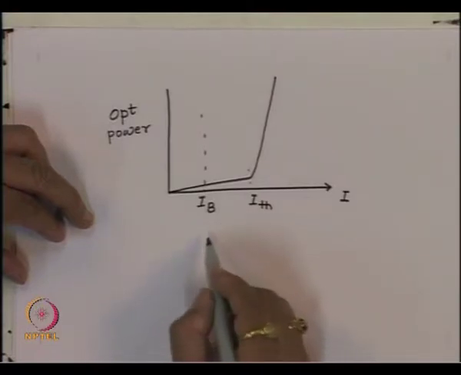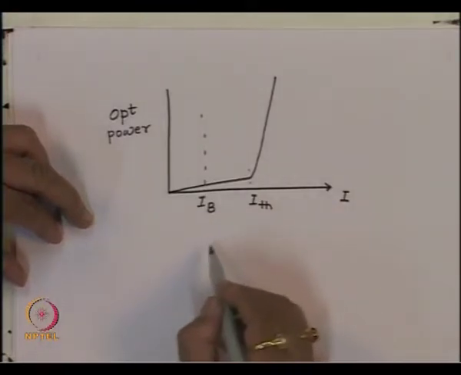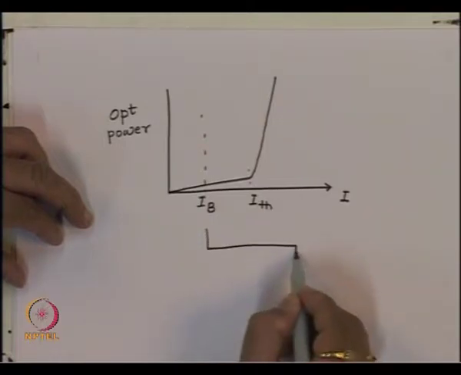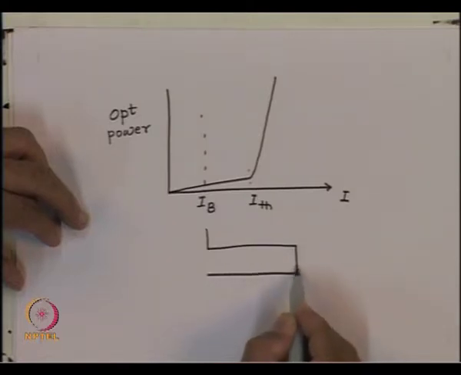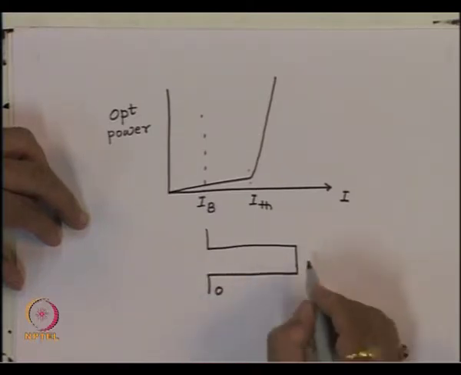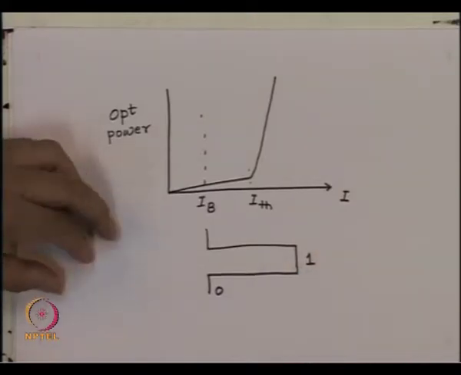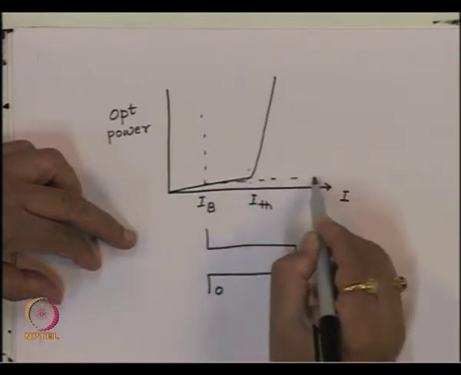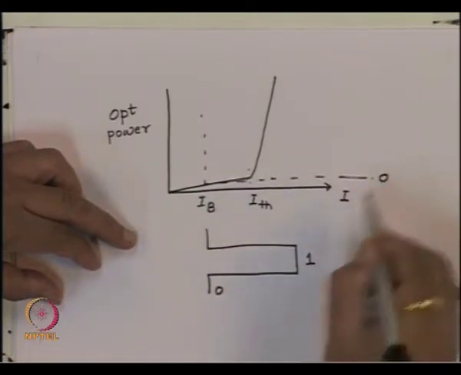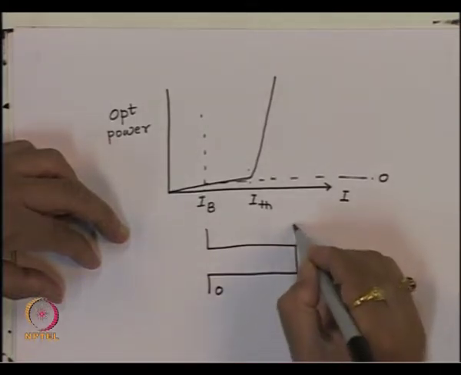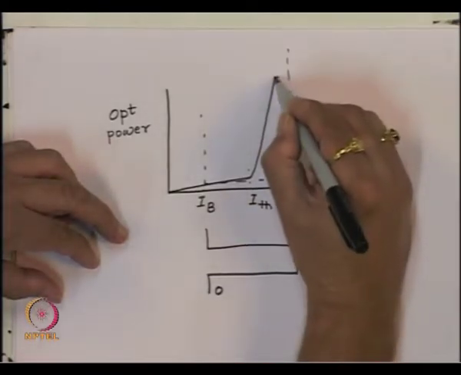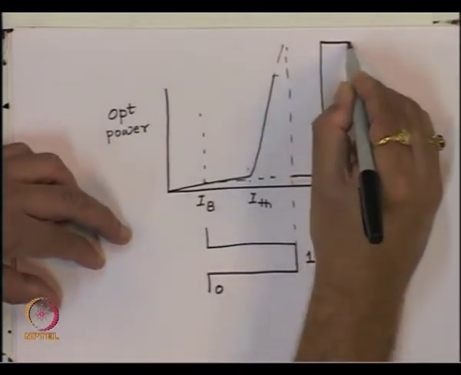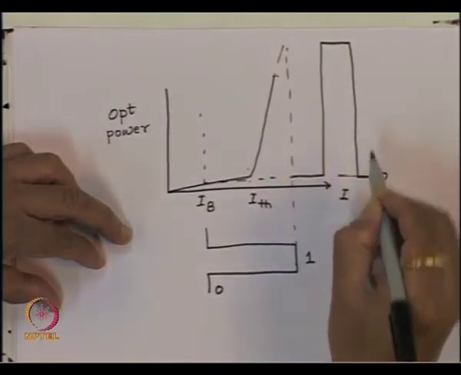That means when I supply the digital data, which is in the form of current, the 0 corresponds to this current and 1 corresponds to a value which is higher than this. So, this is my 0 level and this is the 1 level. As a result of this, we will get the optical output corresponding to the 0 level, which will be this, and corresponding to the 1 level, you will get an optical output which will look something like this. So, this is the 1 level.